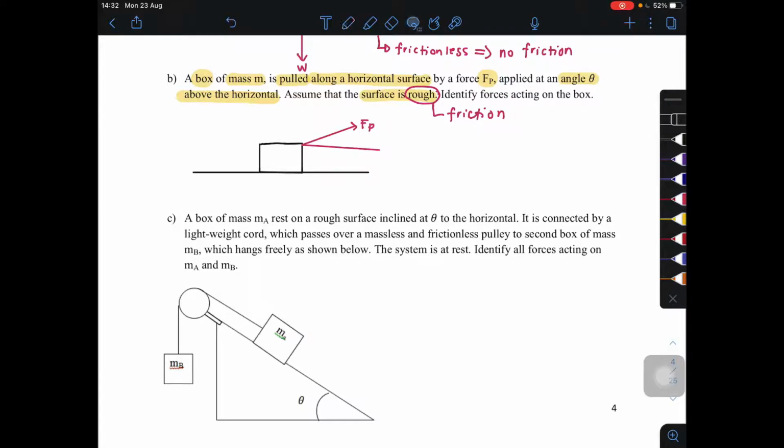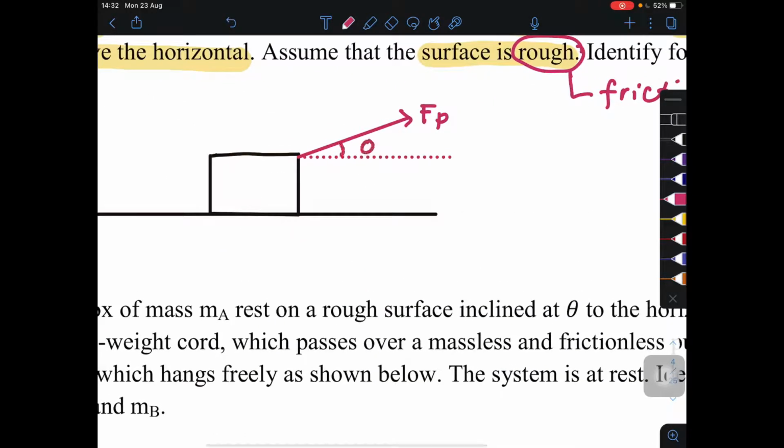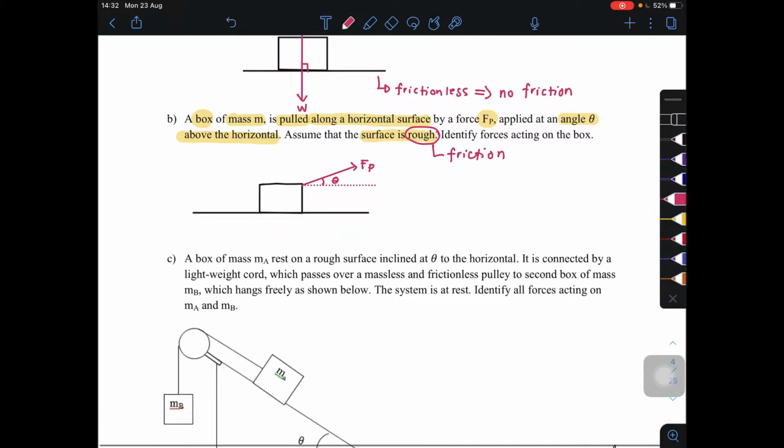So angle you need to use dotted line. So angle here, but we are not given the specific angle, so just label sebagai theta. And then since it is pull, so it's going towards here. Okay. And then next one, we know that every object has a weight force. So label W, and then since it is on a surface, so we have normal force. So normal force 90 degree to the surface.